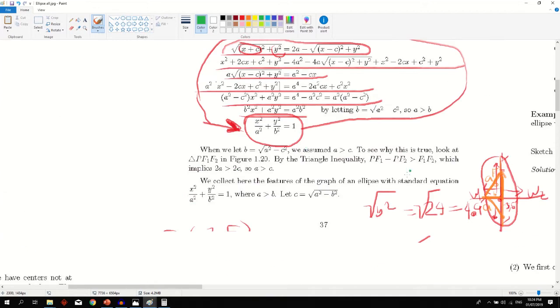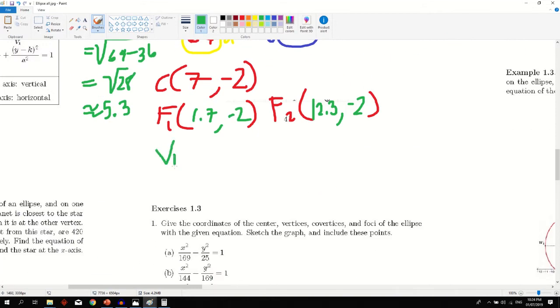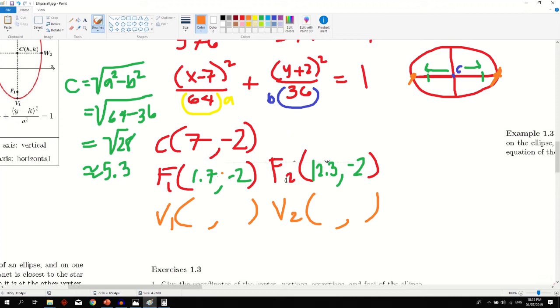Then next will be the vertices. So vertex 1 and vertex 2. Well, we'll change the color. This one, vertex 1, then the vertex 2. Okay, how to get the vertex? So the vertex would be these ends of the major axis, right? Correct? This one and this one. So we will have it there. Okay, so what is moving? Still the x-axis, so the y will remain at negative 2.